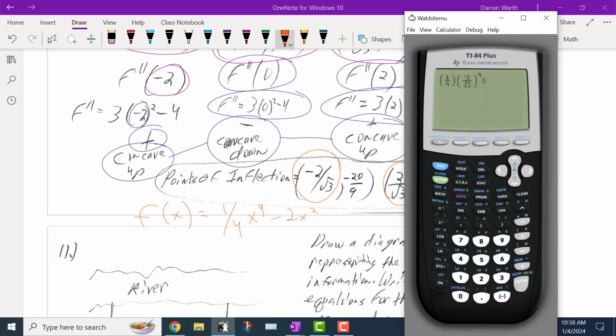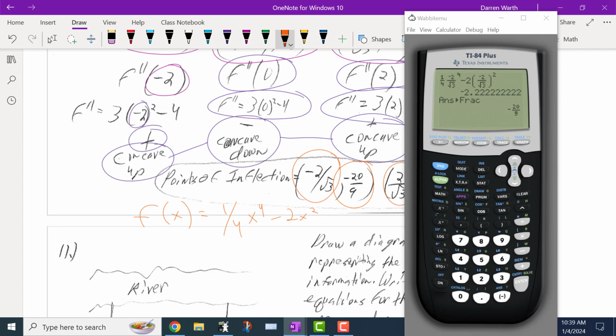And I'm going to type in minus 2. I'm going to put in parentheses right there, and I'm going to type in my fraction, so alpha F1. I'm going to type in negative 2, and then all over the square root of 3. Arrow off to the side, put in my end parenthesis, and then hit my squared key. Hit enter. I get negative 2.2222. Hit math, hit 1 for fraction, hit enter, and that comes out to be negative 20 ninths.